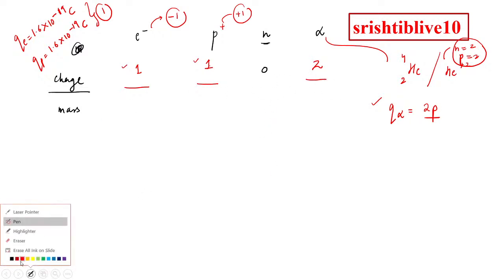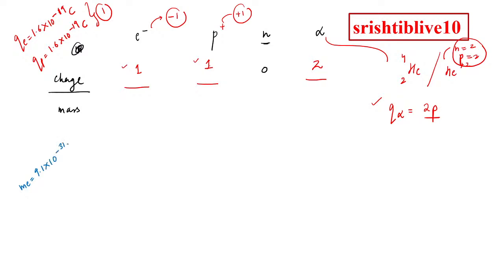Now let's proceed and find the mass. We know that the mass of electron is 9.1 into 10 to the power minus 31 kgs. The mass of proton is 1.6 into 10 to the power minus 27 kgs. The mass of neutron is also 1.6 into 10 to the power minus 27 kgs. So can I say the mass of proton is equal to the mass of neutron?